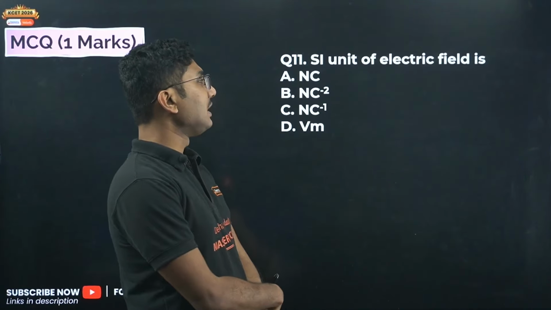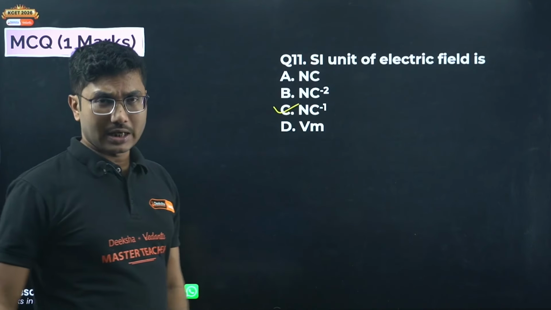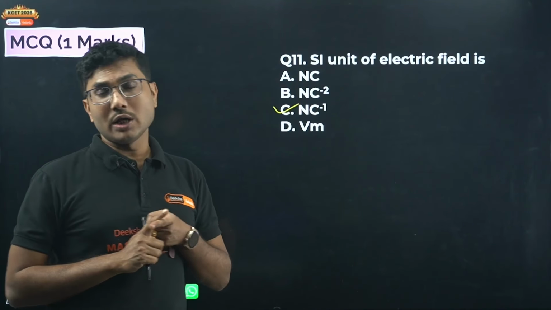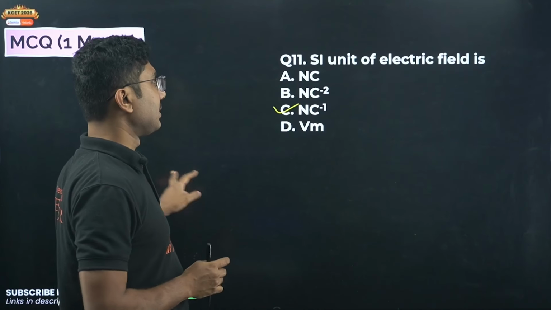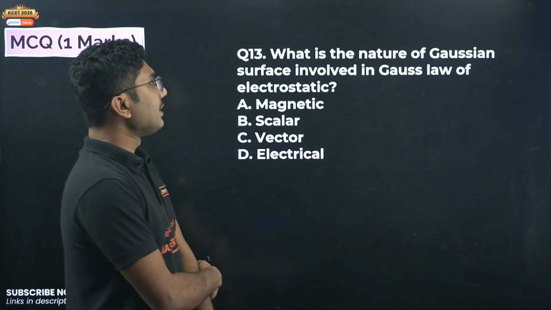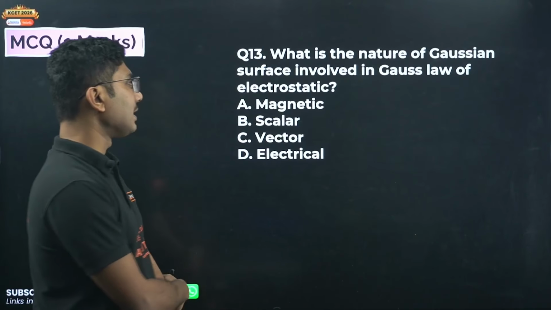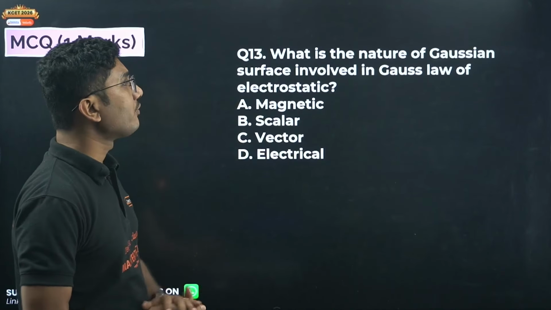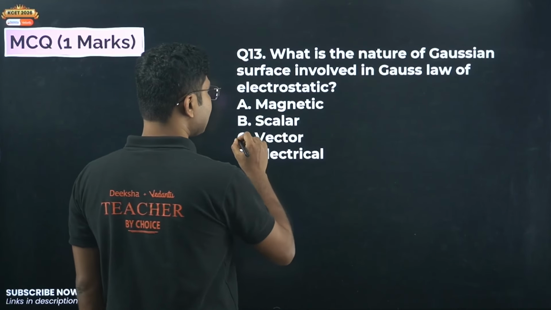SI unit of electric field: Newton per Coulomb or volt per meter. There are two units of SI electric field. One is Newton per Coulomb, and the second one is volt per meter. Both are SI units. Next, what is the nature of Gaussian surface involved in Gauss's law of electrostatics? Magnetic, scalar, vector, electrical. So the nature of the Gaussian surface involved in Gauss's law of electrostatics is a vector.